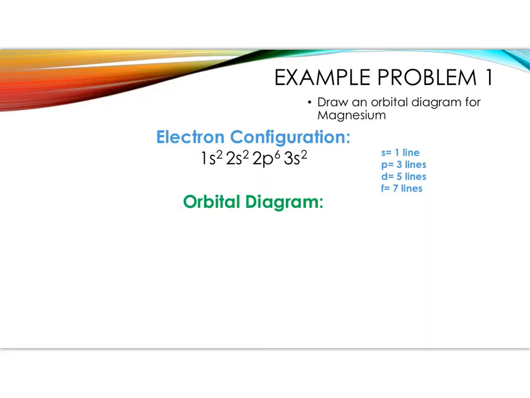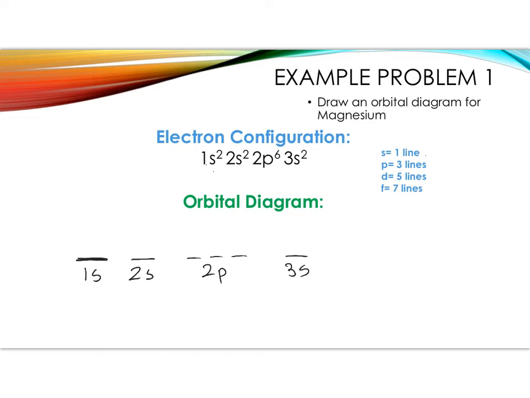Let's try some practice problems. So this is our first example problem. We have the electron configuration already here for you for our magnesium. So now you just need to draw the orbital diagram. What you need to do is put a dash for every s. You only need one. We have a 2s, and again we only need one line. For our 2p, we need 3, and then our 3s, we just need 1. And then you want to fill in the orbitals.